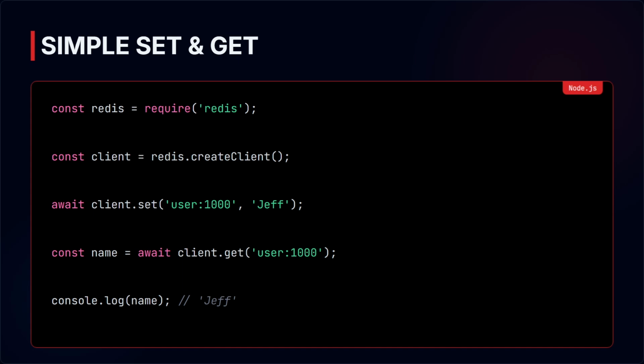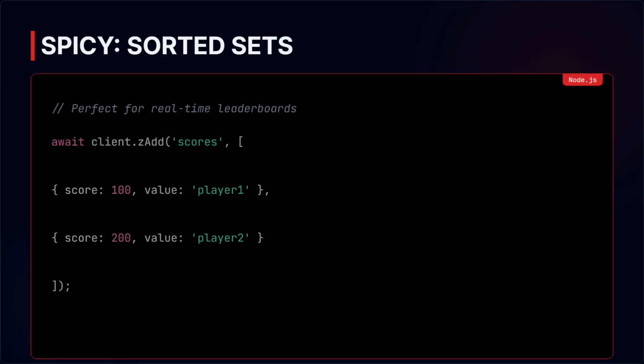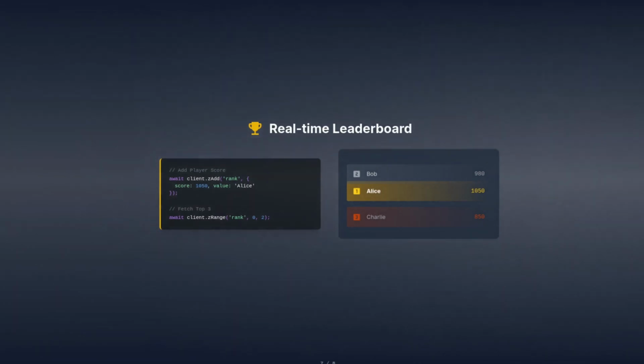Need a real-time leaderboard? Use sorted sets. Call zadd with your player scores, then fetch the top players with zrange, and boom, you've got a live leaderboard that updates faster than your users can hit refresh.